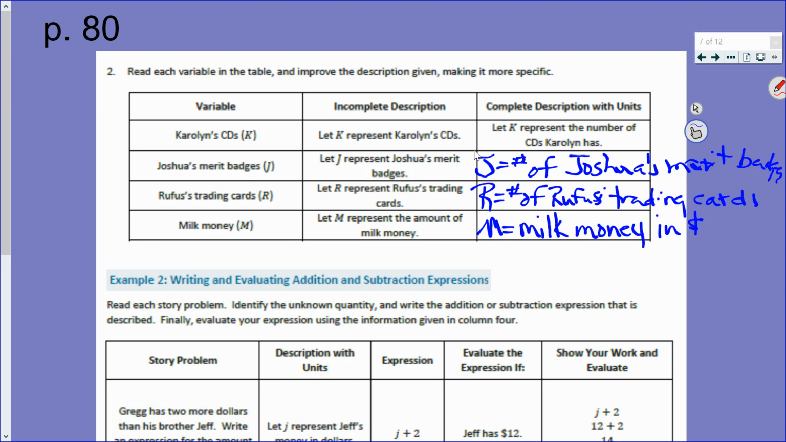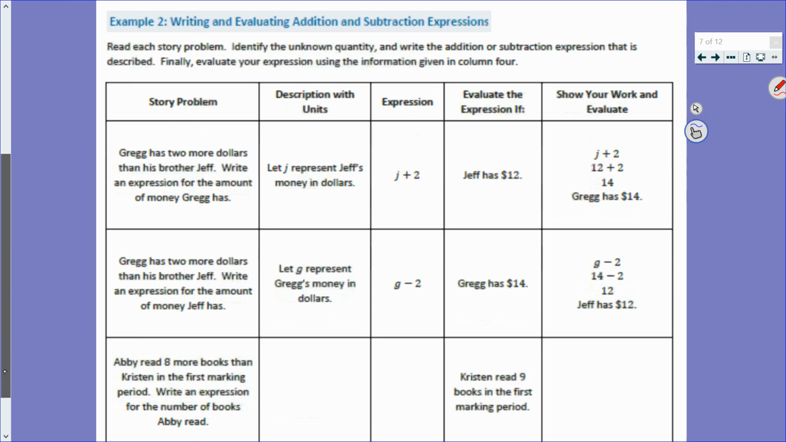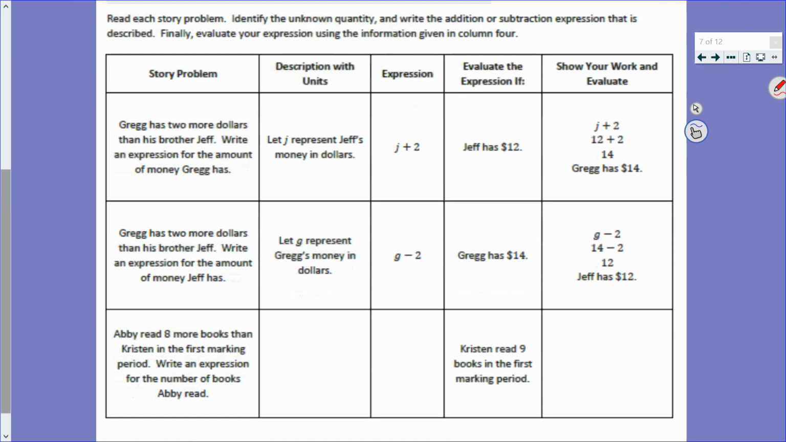Okay? We have to be very specific. This next step, we're going to give you a little bitty story problem. Then we're going to start building our expressions, and we're now going to take it to the next step, actually give you a value for your expression, and then evaluate it to figure out exactly what it equals.